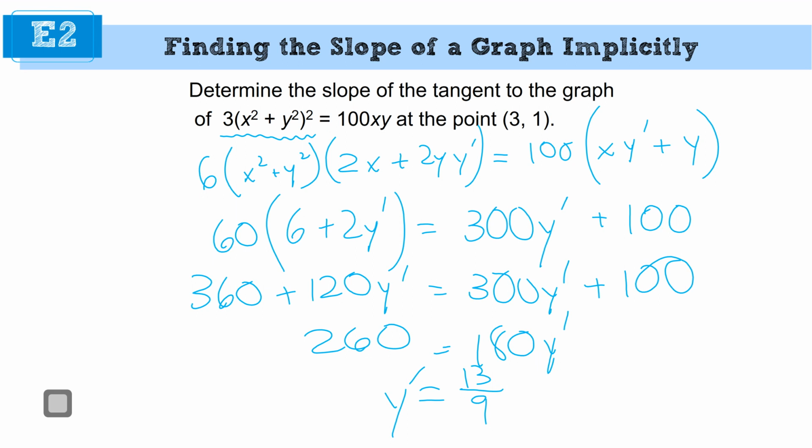Pregunta. Tell me please how you went from here to here. What's x? 3. What's y? 1. Plug and chug. That was better than expected. That's the answer. How we doing? No, not the answer. What is the answer? The equation is y minus 1 equals 13 over 9 times x minus 3. Hot diggity.